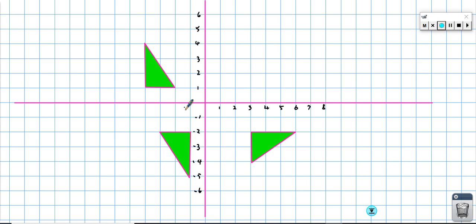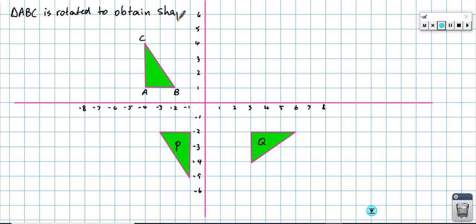Okay, minus 1, 3, minus 4, minus 5, minus 6. So we have ABC, shape P and shape Q. So we need to find, so triangle ABC is rotated to obtain shapes P and Q. Describe each rotation.